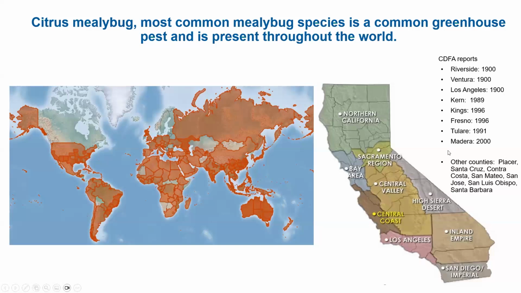Now, these are samples sent by growers for identification, but despite mealybug being present, they have never been a concerning pest, an economic pest for citrus growers in California until 2019-20.